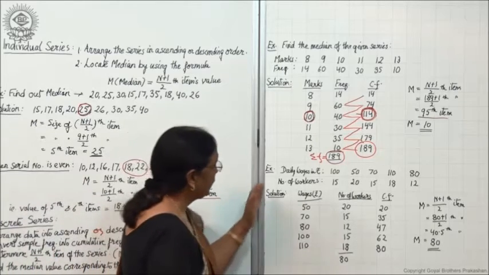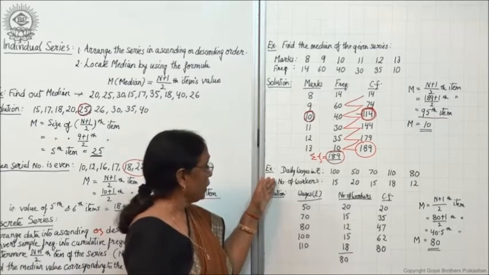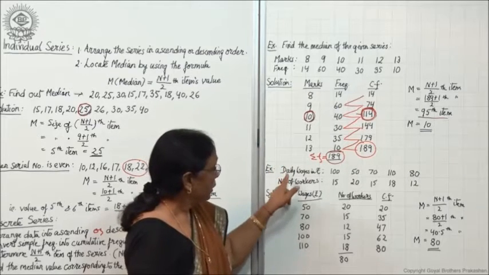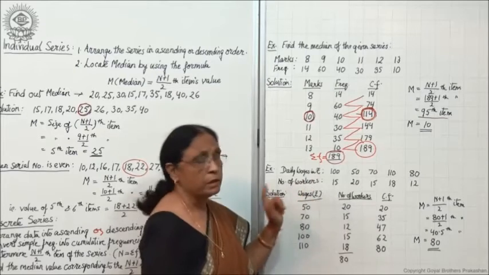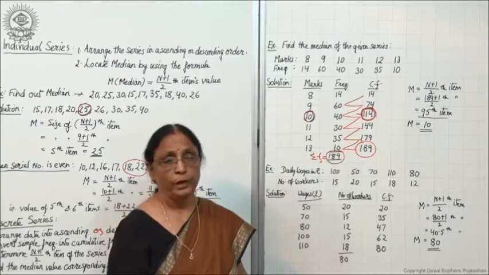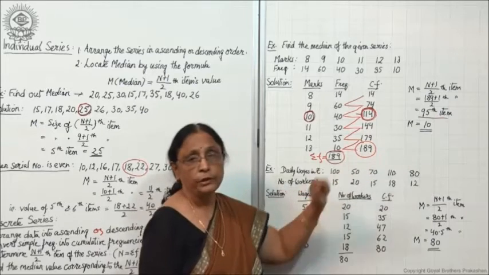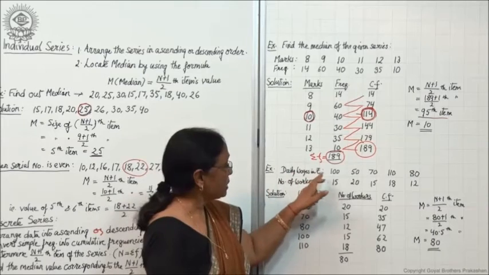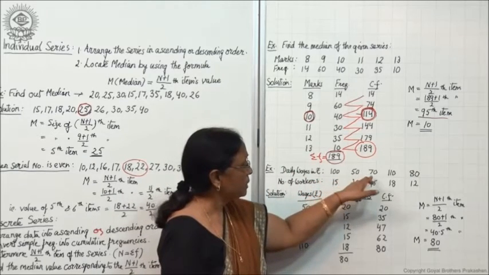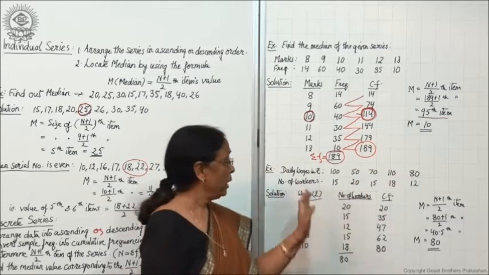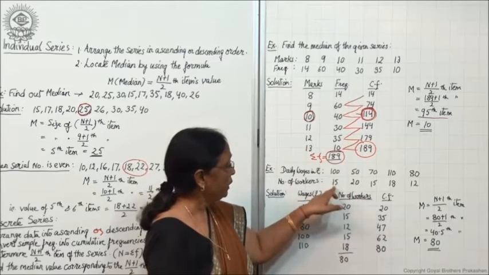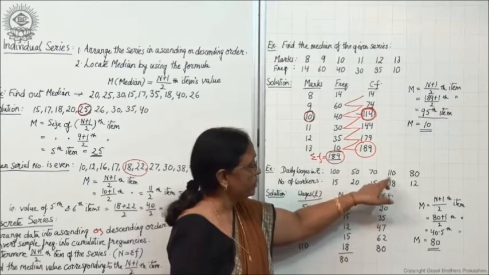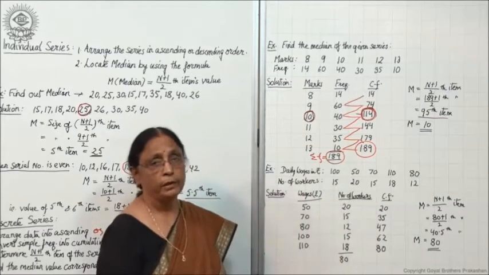Okay, now we will take another example here. This is another example in the form of discrete series. Daily wages in rupees and number of workers, this is the given data, and out of this data you are supposed to calculate the median. Now daily wages are 100, 50, 70, 110 and 80, and this is the number of workers. That means 15 are getting this much, 20 are getting this much wages, 15 this much, 18 this much and 12 this much, right?